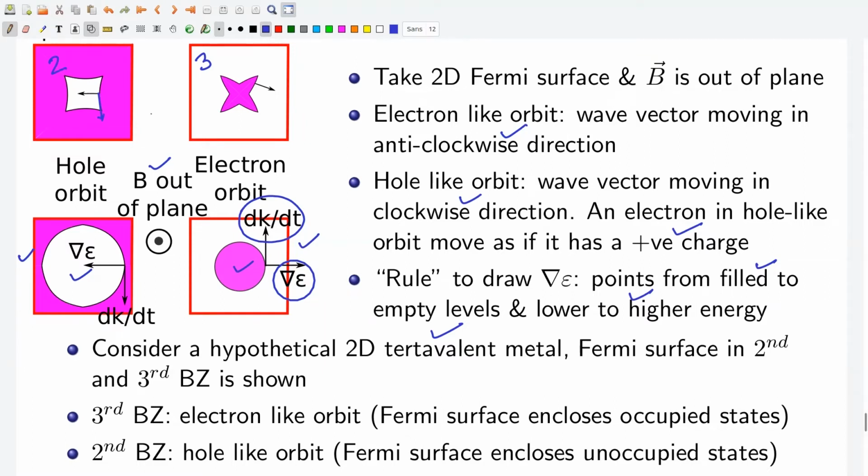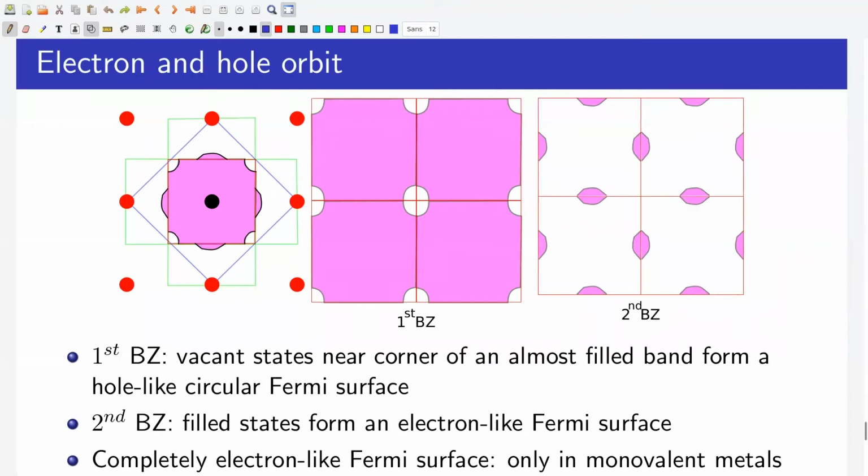In the third Brillouin zone, we have an electron-like Fermi surface. This is the gradient, and dk/dt points in this direction. Let us consider a divalent metal. We already know how to draw the Fermi surface of a divalent metal.